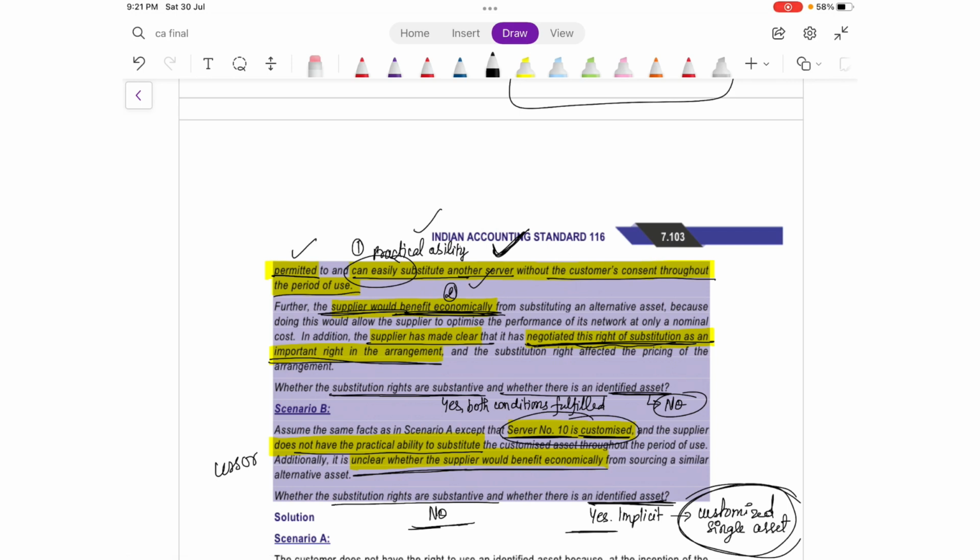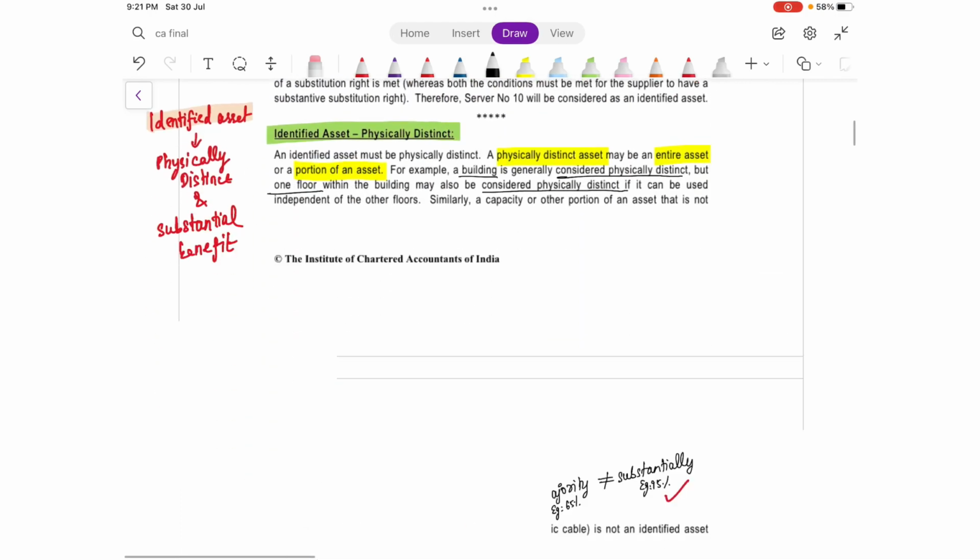So if you feel the speed is a little high, you can slow down or pause the video and go through it again. Okay.